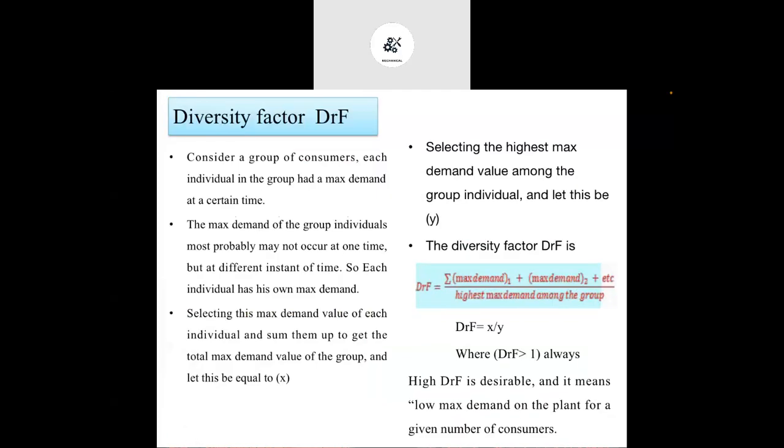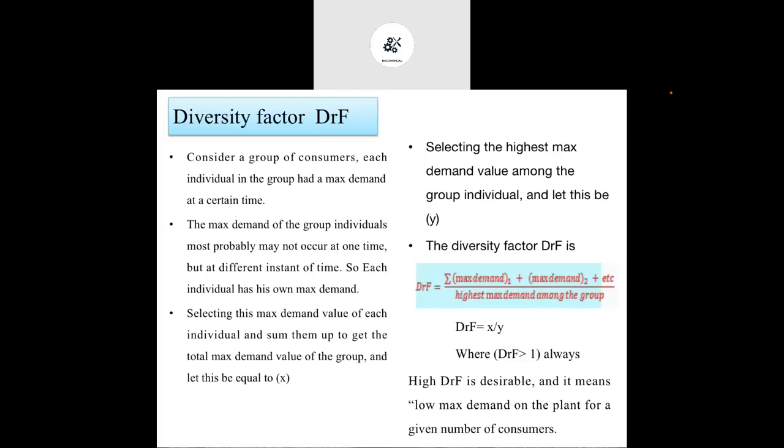The next factor related to the power plant is diversity factor. In this particular case, we have to consider the group of consumers, because as we saw, whatever power the power plant develops will be provided to the consumers. Now there are different types of consumers. Each consumer requires a specific maximum power; it has a specific demand.